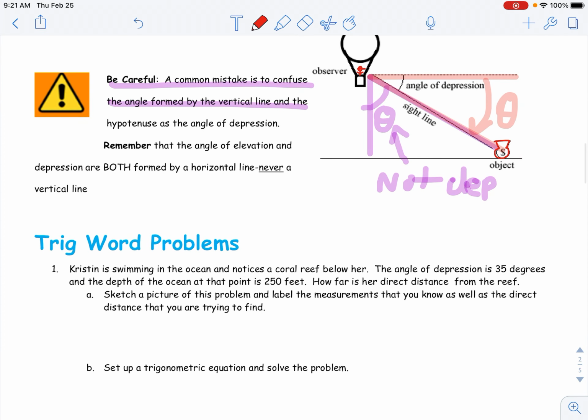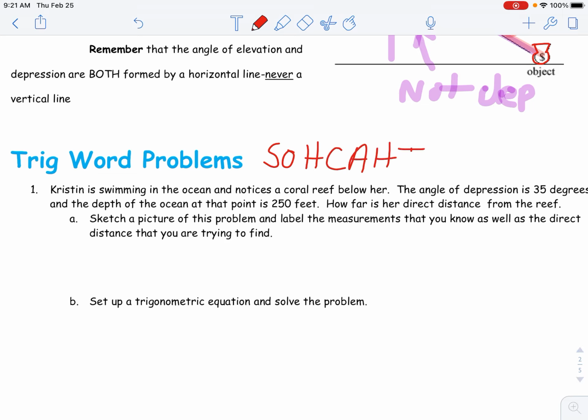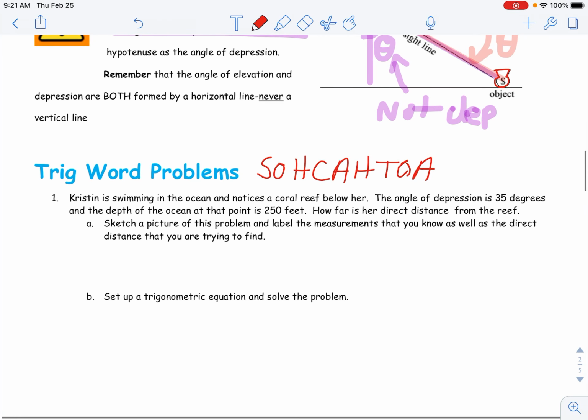So we got some word problems just using this, practicing trig more and more. Again, just for fun, I'm going to write SOHCAHTOA, and that's going to help us progress through. All right, so Kristen is swimming in the ocean and noticed a coral reef below her. The angle of depression is 35 degrees and the depth of the ocean at that point is 250 feet. How far is her direct distance from the reef?